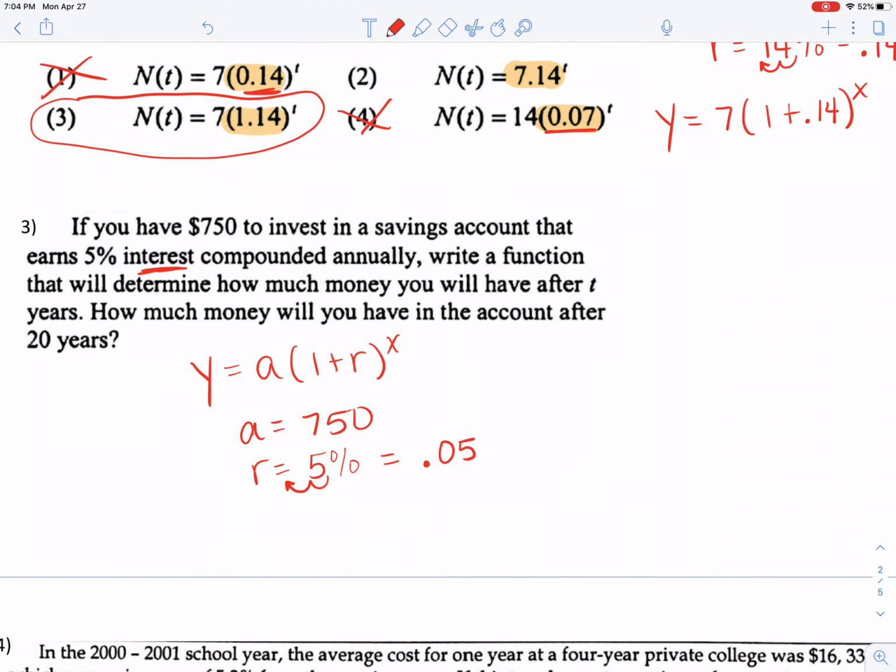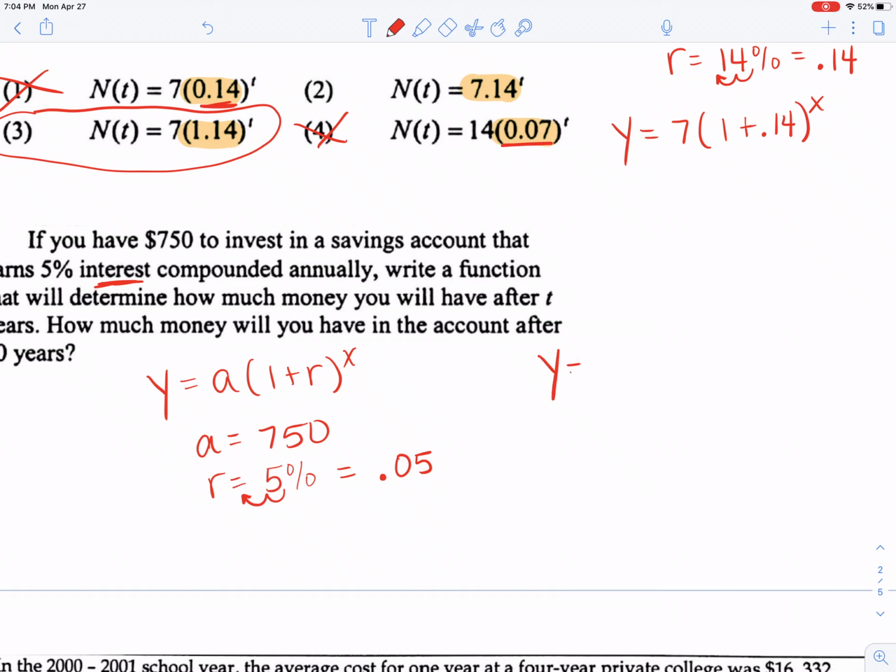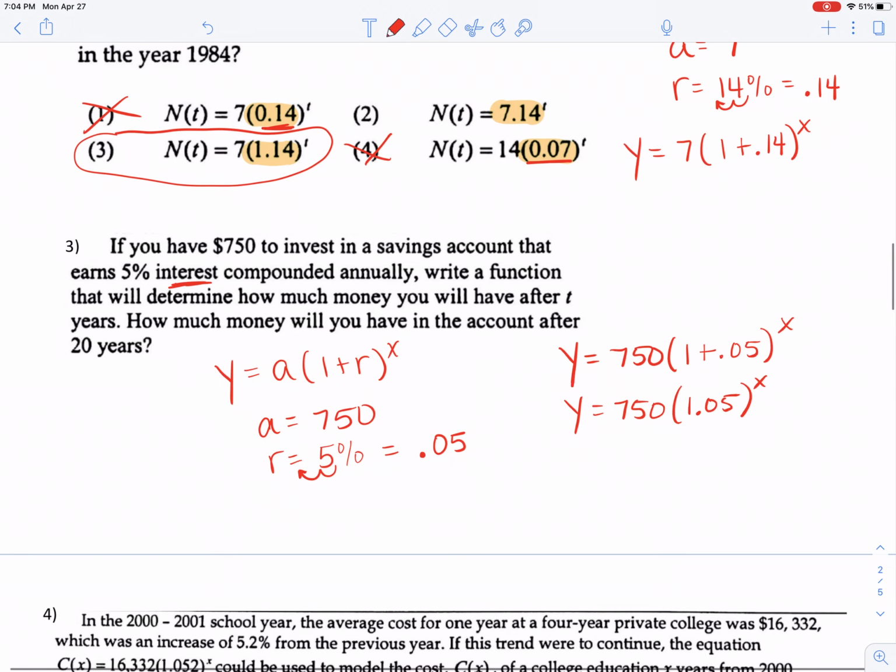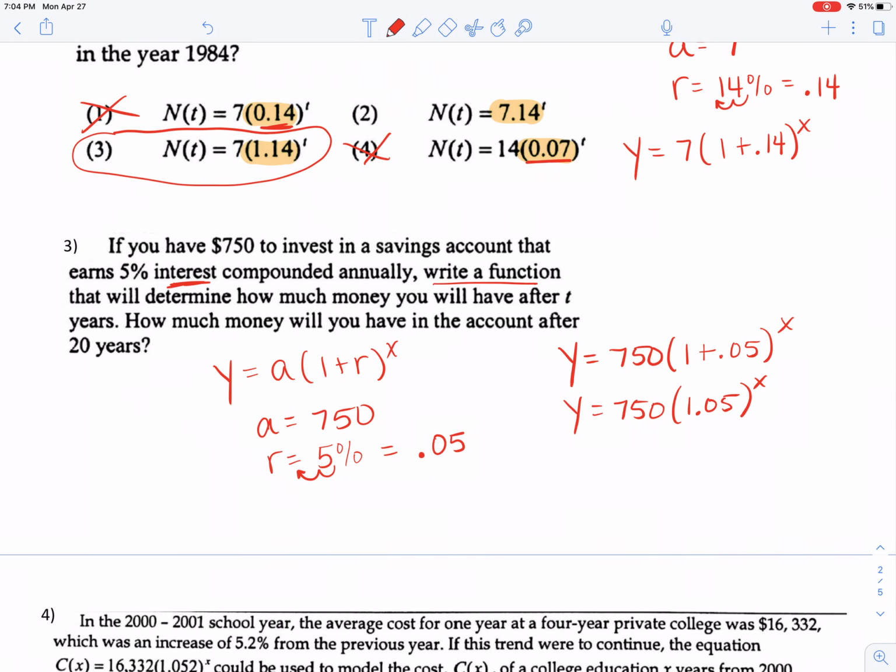So when I plug it in, I get y equals 750 times 1 plus 0.05 to the x power, or you could just write it as 1.05 to the x power. So that's the first part. It asks to write a function. There's our function. Now use it to find out how much money would be in the account after 20 years. So 20 years is going to be plugged in for the power, for the exponent.